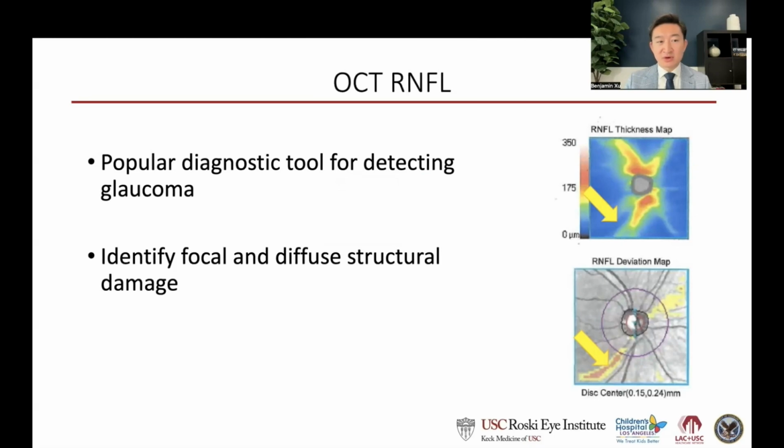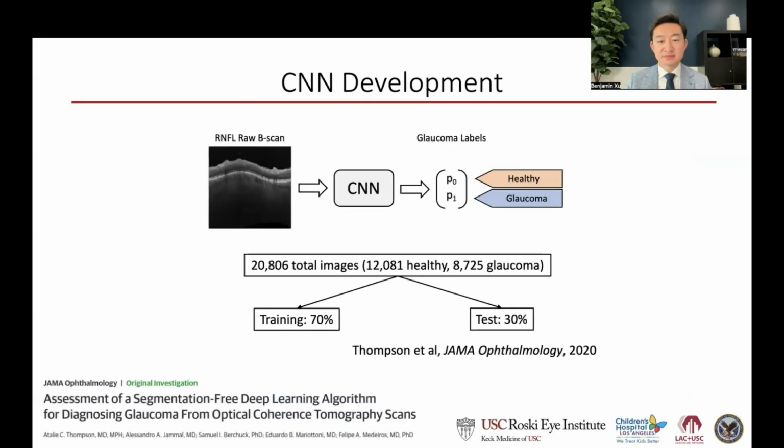OCT RNFLs are a popular diagnostic tool for detecting patients with glaucoma. RNFLs can be very useful for identifying focal and diffuse structural damage that is consistent with the diagnosis. In this paper published in JAMA Ophthalmology by Thompson and colleagues in 2020, over 20,000 OCT RNFLs were used to train a convolutional network to classify raw RNFL B scans as either healthy or glaucomatous.